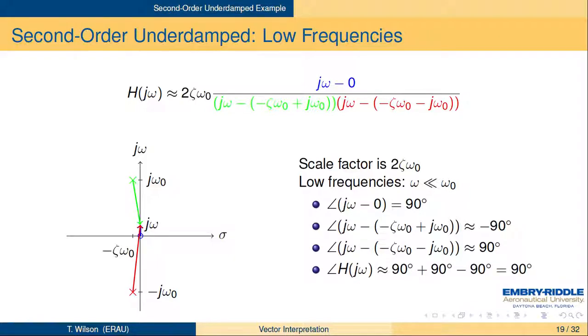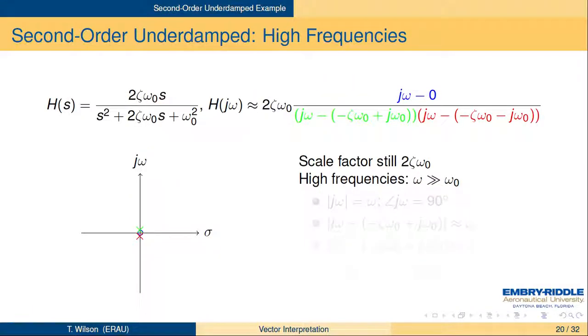So when we go to do the angle, it's the angle of the scale factor, which is 0, plus the angle of the zero, which is 90 degrees, minus the angle from the positive imaginary part pole, which should be minus 90 there, so there's another plus 90 degrees. And then minus the angle from the negative imaginary part pole, which is plus 90 degrees, so minus 90 degrees. You end up with a net 90 degrees from all those angles.